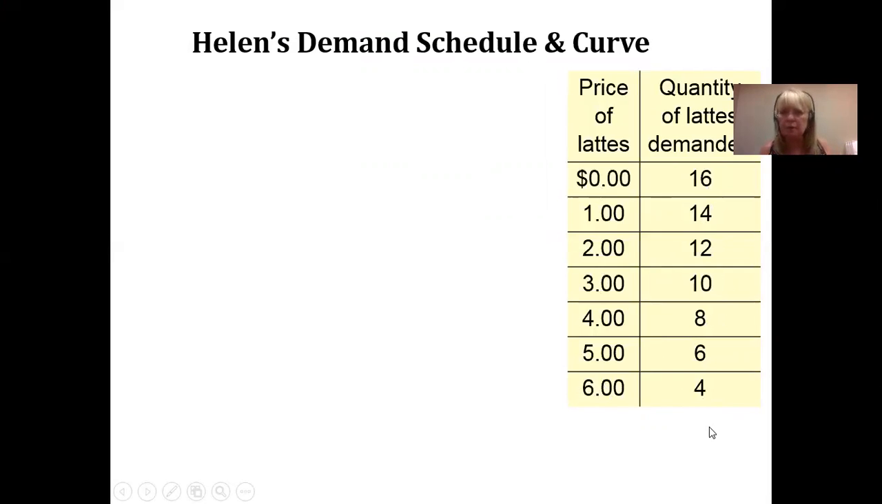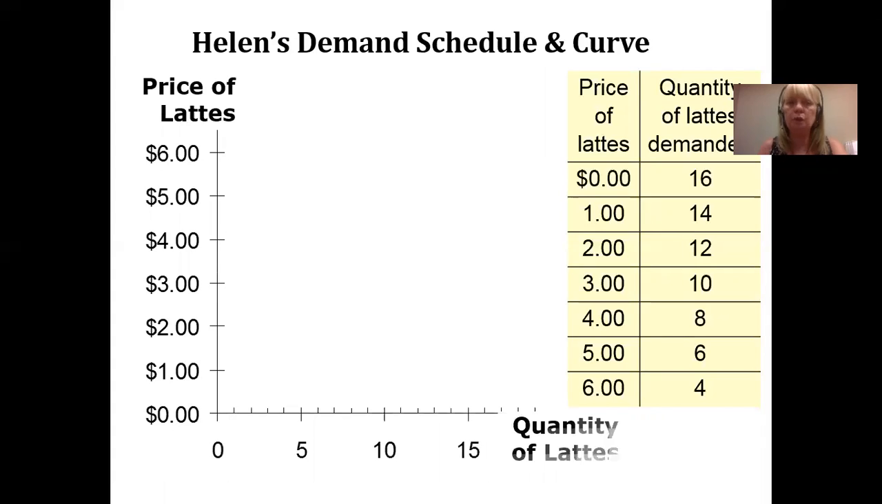So let's see what that would look like on a graph. First of all, when you graph a demand curve, you're always going to put price on the vertical axis over here, and you're going to put quantity going out this way.